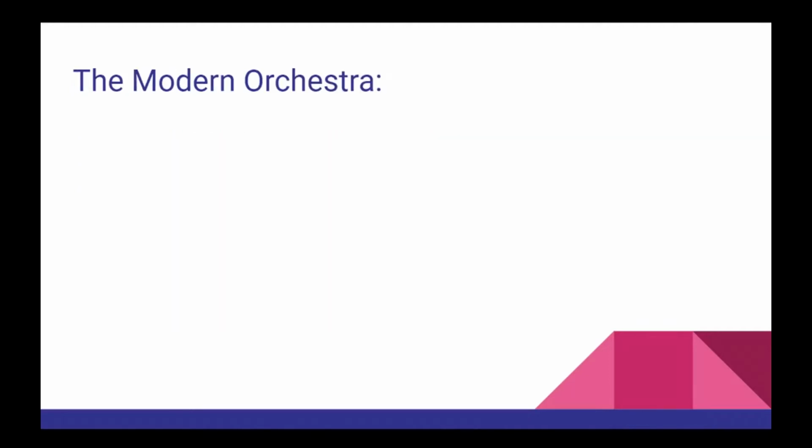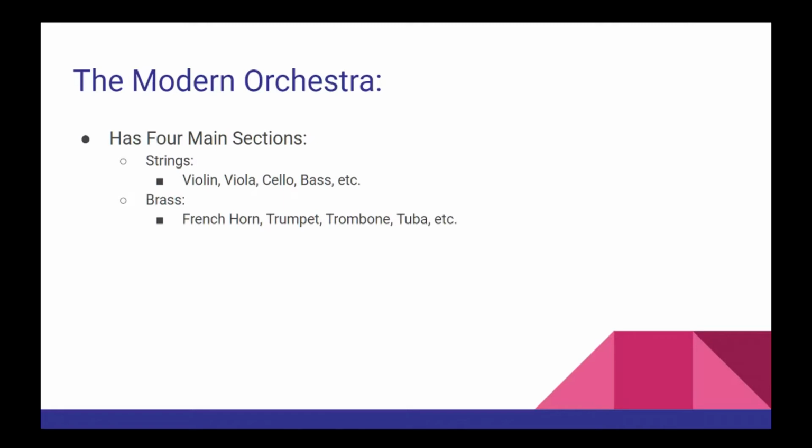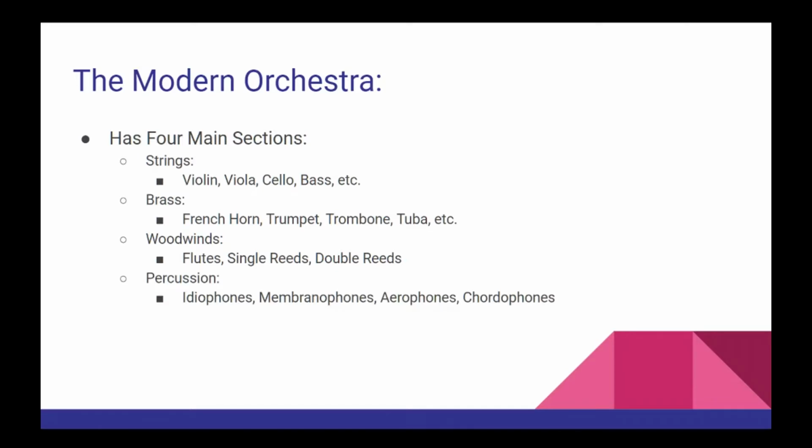So I'm sure that many of you have a pretty decent idea of what instruments call the orchestra their home. The average orchestra comprises four main sections. There's the string section, which is made up of instruments like the violin, viola, cello, and bass. There's the brass section, which is home to the French horn, trumpet, trombone, tuba, and others. And there's the woodwind section, which consists of flutes, single reeds, and double reeds. Finally, there's also the percussion section, where you can find pretty much anything that makes a sound when you hit it.